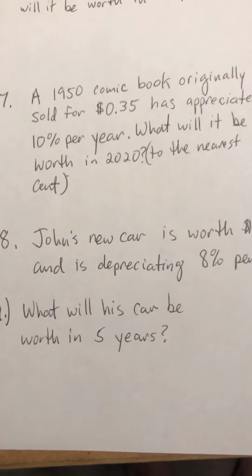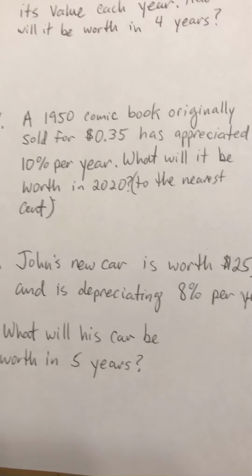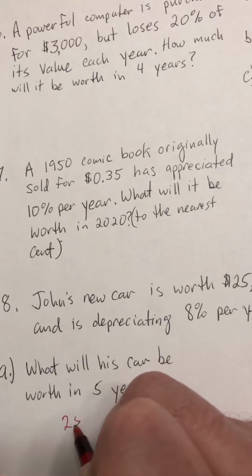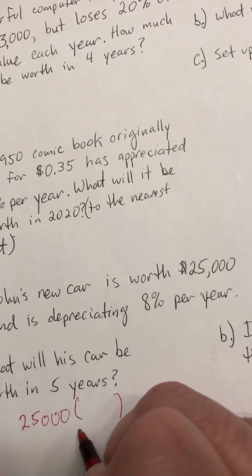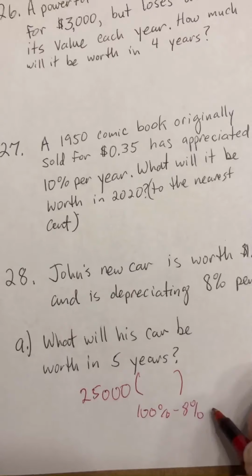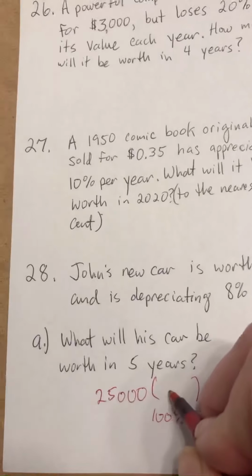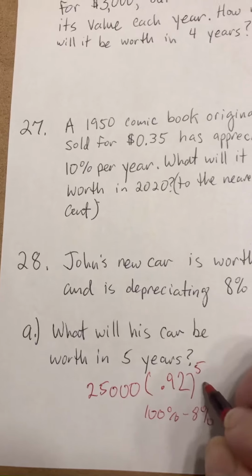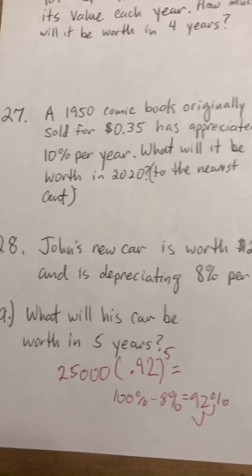Let's jump down to number 28. On number 28, John's new car is worth $25,000 and is depreciating 8% per year. Depreciate means you're losing money, so you're going to say $25,000 is the starting amount. The multiplier, since you're losing 8%, that's 100% minus 8%. That will give you 92%. So moving that decimal over 2 places, it's 0.92. And then you raise that to how long, which would be to the 5 years. Unfortunately, I don't have a calculator in hand at this moment, but you simply plug those numbers in the machine and get the value for that.